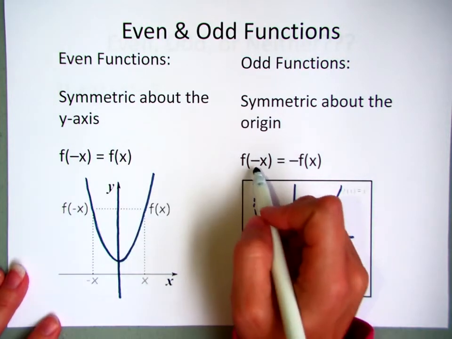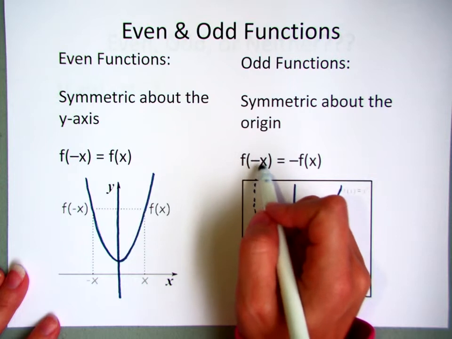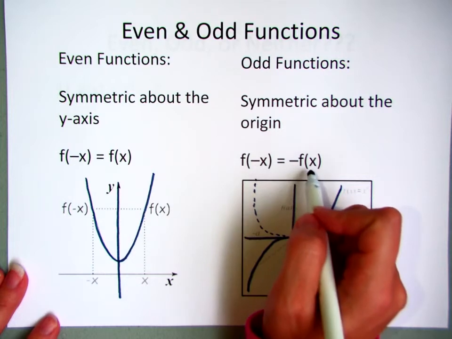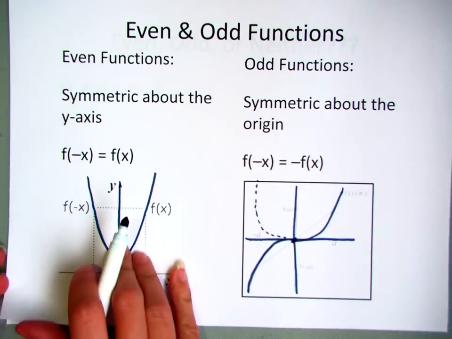And what happens is if you put in the opposite of x, so if x is positive 2 and you put a negative 2 in it, then the whole function will result in an opposite value of what was original. So let's look at how this applies.